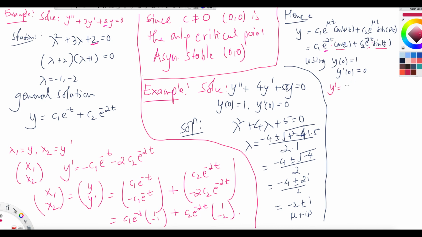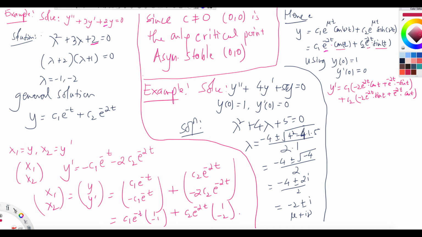So you get c1 times -2 e to the negative 2t times cosine t plus e to the negative 2t times negative sine t, plus c2 times, similarly using the product rule, -2 e to the negative 2t times sine t plus e to the negative 2t times cosine t, because that is the derivative of sine t. Okay, that is the product rule.